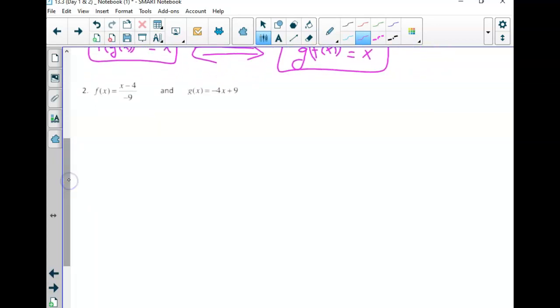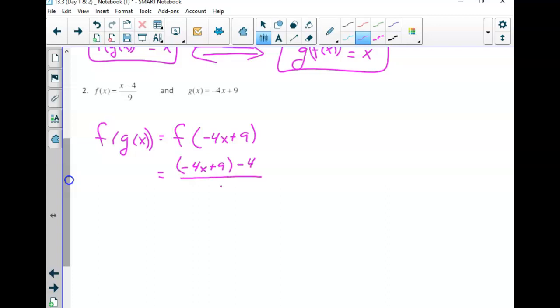Well, how about these next two in number 2? We got to find f of g of x. So that means we're going to take f and we are going to plug g into it. That's taking f here, which is my negative 4x plus 9, that is getting plugged in. I'm subtracting 4, and I'm dividing by negative 9. Well, what do I see? My like terms here are my positive 9 and my negative 4. So I get negative 4x plus 5 over 9. Is there anything I can do to reduce that? There's not anything to reduce that. And this is unequal to x.